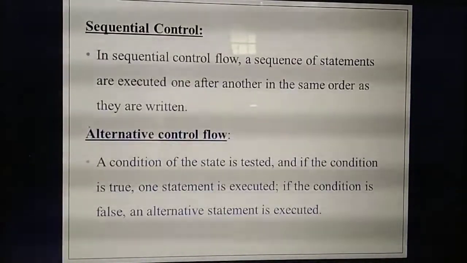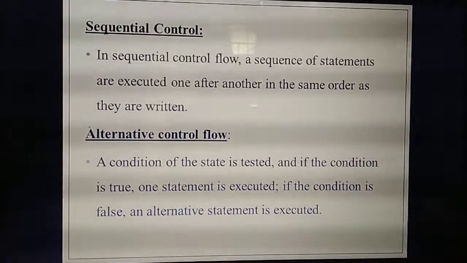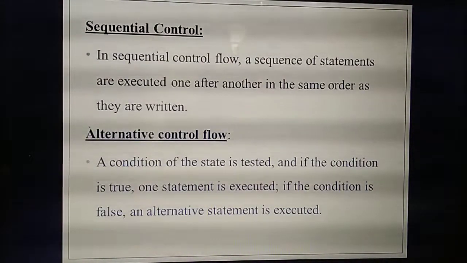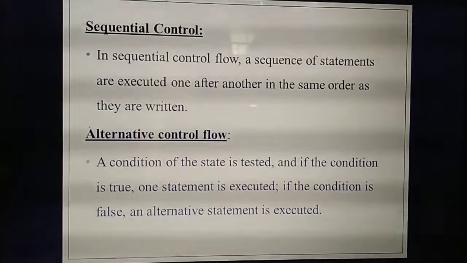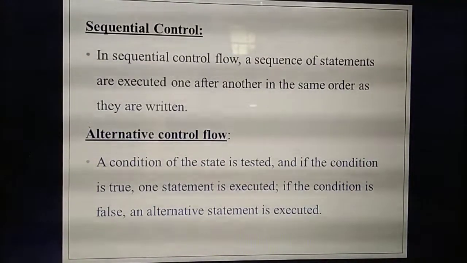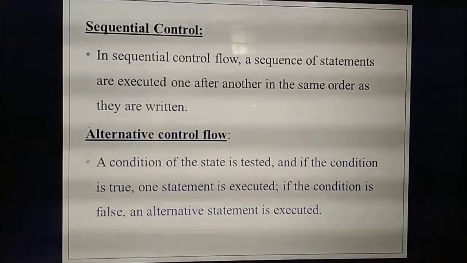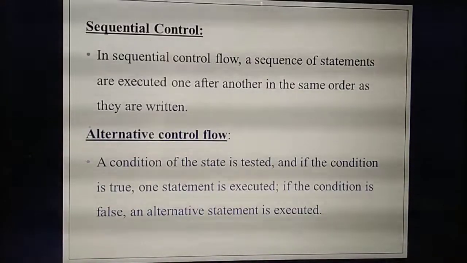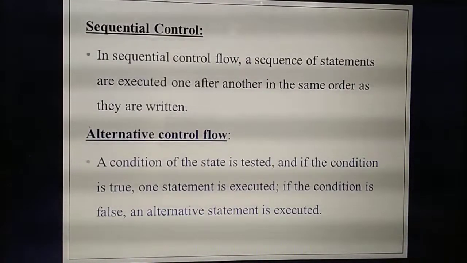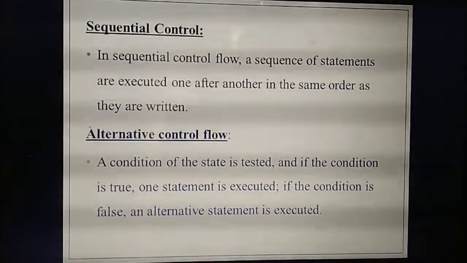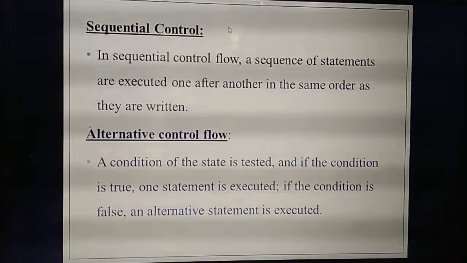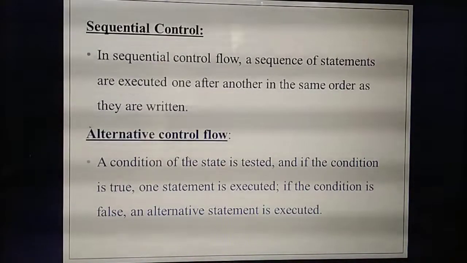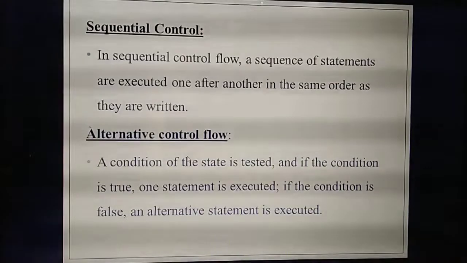Okay, listen. Sequential control means, how do the lines normally execute? One after another. First line will execute, then second, then third, 4 and 5. Likewise, in the same order, whatever order you have written, if you write 10 lines in a program, all 10 lines execute in the same order. First line, second line, third line, 4. Execution in the same order we call sequential control. Understand?